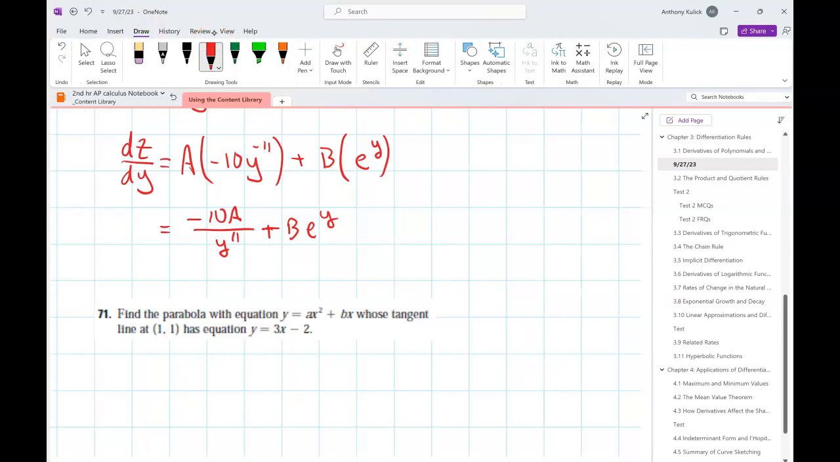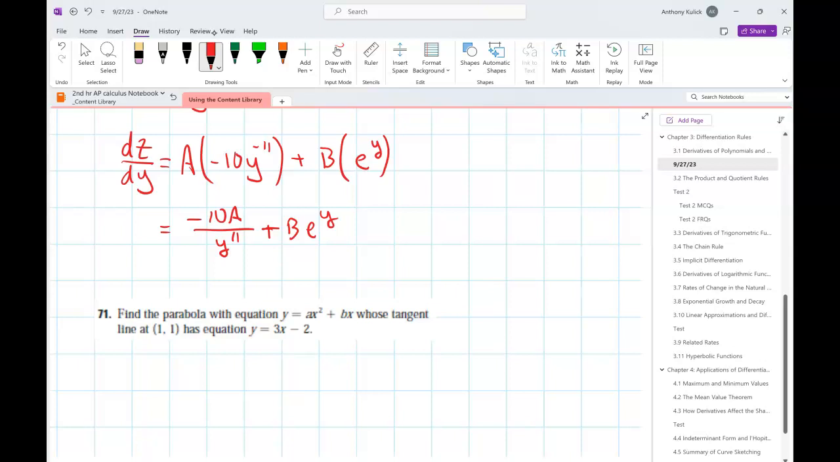Okay, we want to find the equation of the parabola y equals ax squared plus bx, whose tangent line at 1, 1 has the equation y equals 3x minus 2. So I have two variables to solve for, a and b, right?